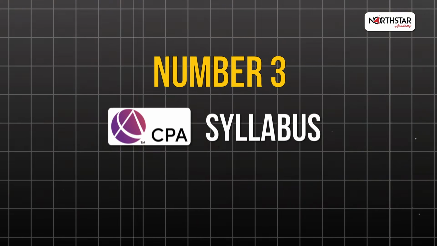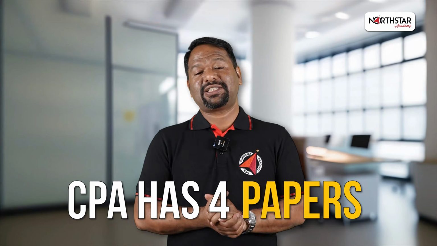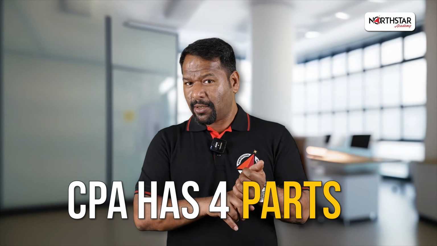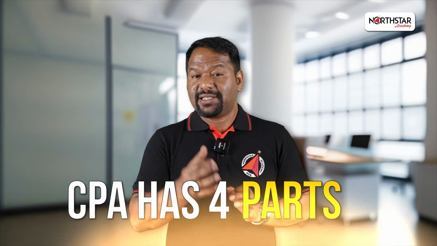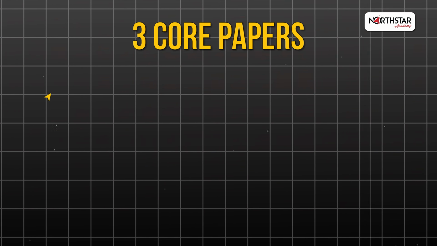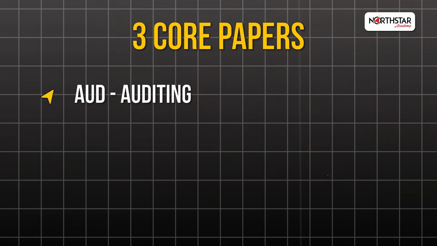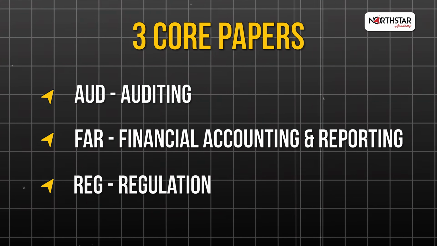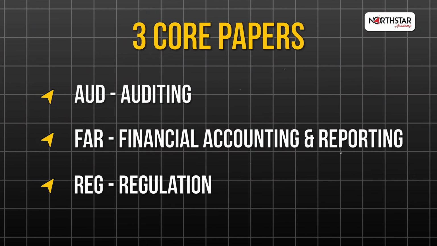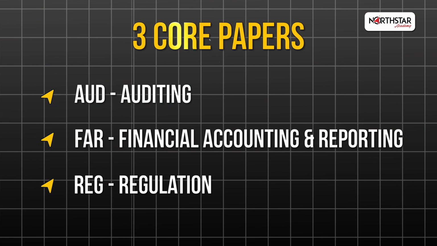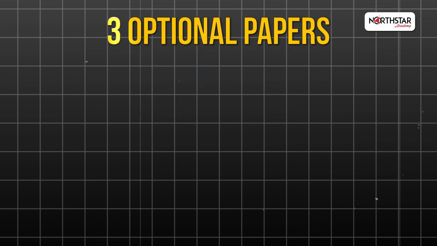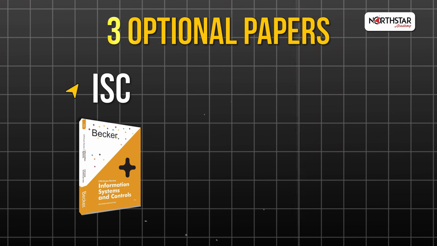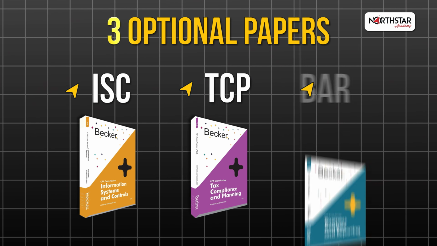Number three, CPA syllabus. CPA has 4 papers, or rather I can say 4 parts. But the beautiful part is there are 3 core papers: AUD, or what we call auditing, FAR, or financial accounting and reporting, and REG, or regulation. These 3 are considered the core papers in the CPA exam. There are 3 optional papers to choose from. You can choose ISC, you can choose TCP, or you can choose BAR.